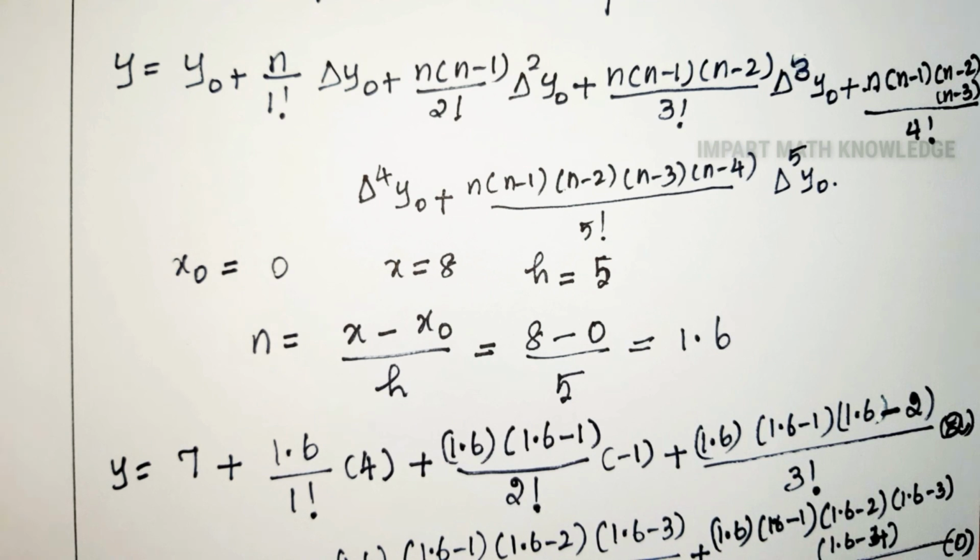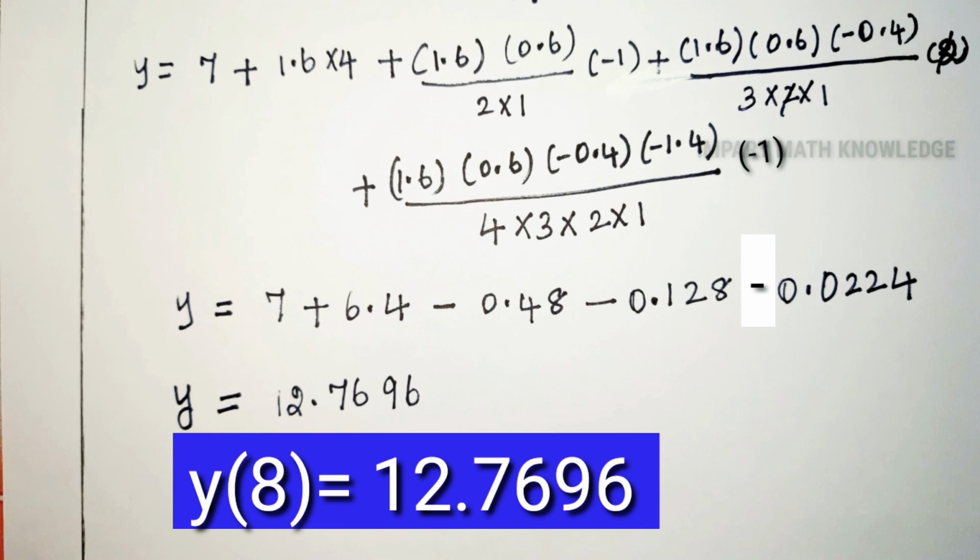Here x naught is equal to 0, x is equal to 8 and the class interval is 5. So n value is 1.6. In the place of n you put 1.6 and y naught is given in the problem. Del y naught, del square y naught, del cube y naught, del power 4 y naught, del power 5 y naught are taken from the difference table. In this way, you can estimate the value of y using Newton's forward interpolation.